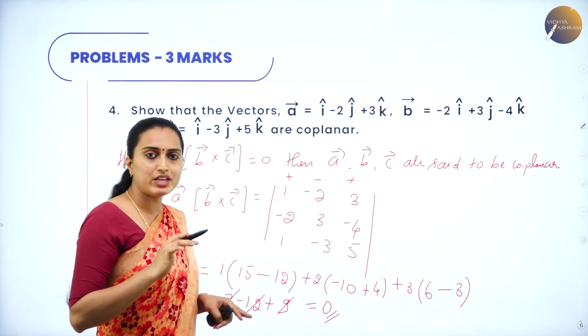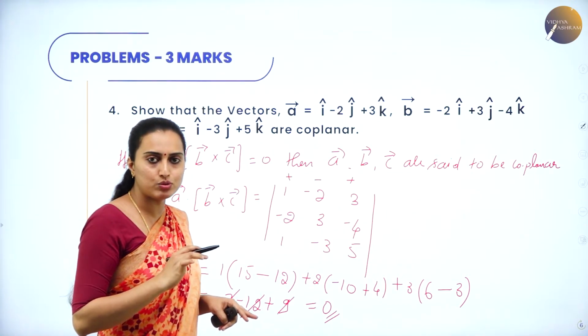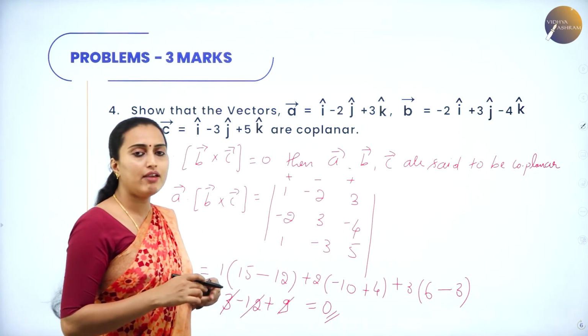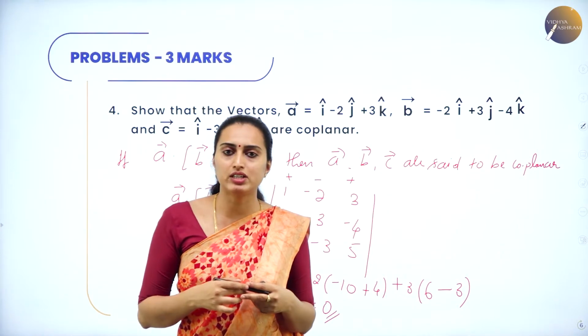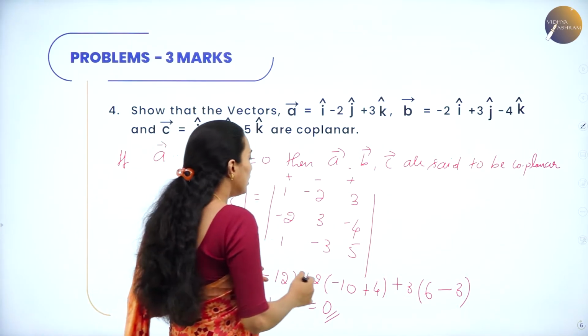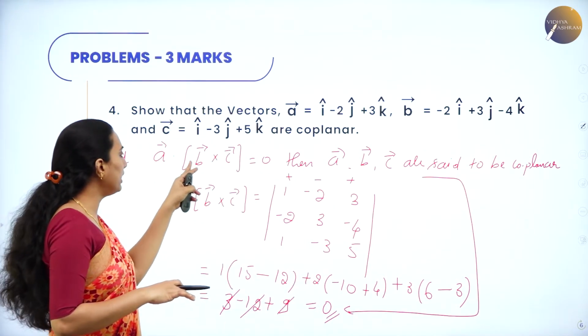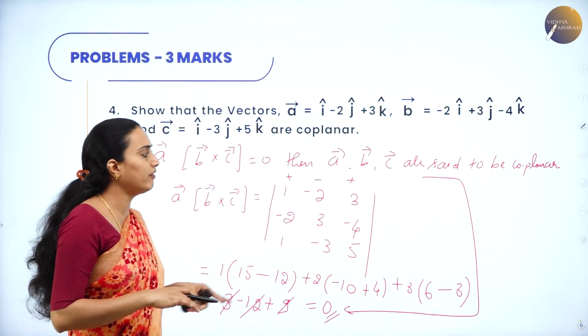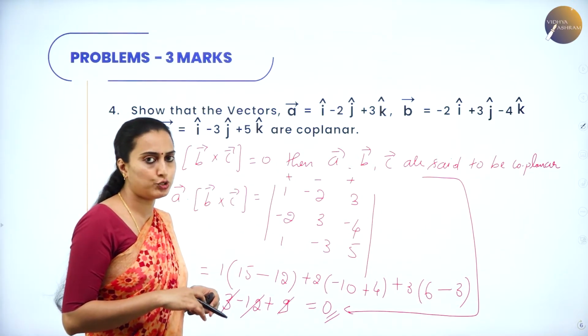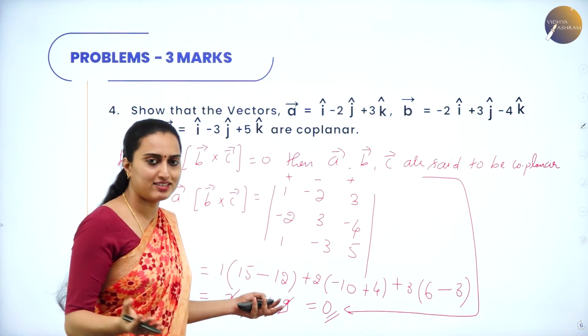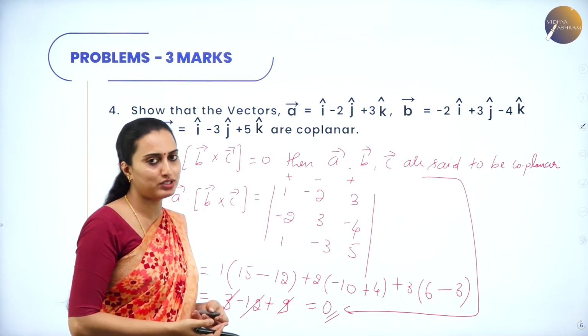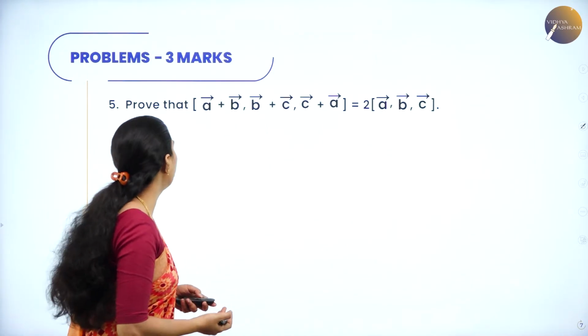Therefore, if A vector dot B cross C equals 0, then the A vector, B vector and C vector are said to be coplanar. That's it. I hope you understood this problem. Now we'll be moving on to the next one.